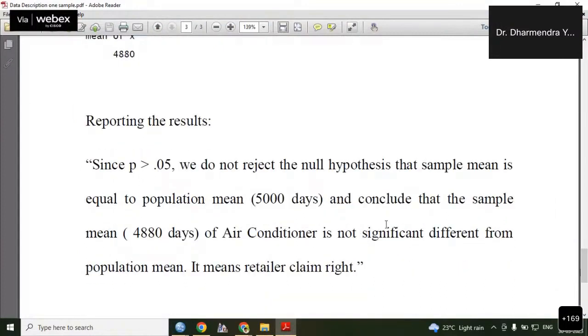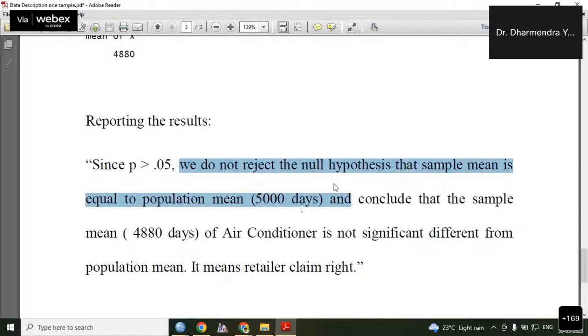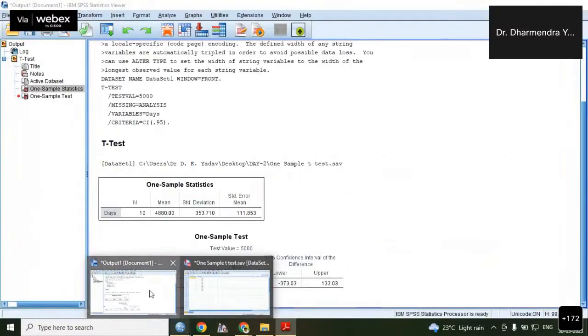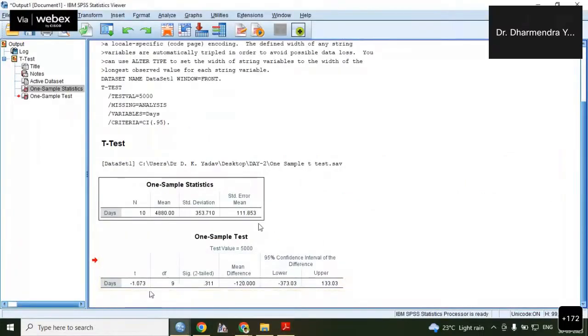This is the reporting of your result: we do not reject the null hypothesis that sample mean is equal to 5,000 days, and conclude that population mean is 5,000 and sample mean is 4880. It means there is no significant difference. It means the retailer's claim is right. This is the sample mean, and the population mean was 5,000. This is called the test value.